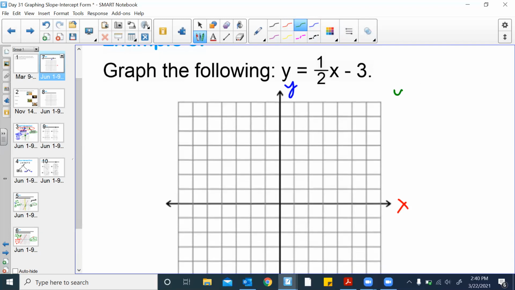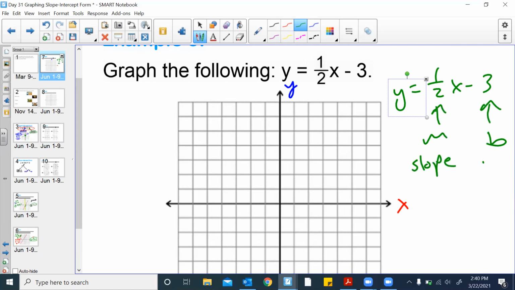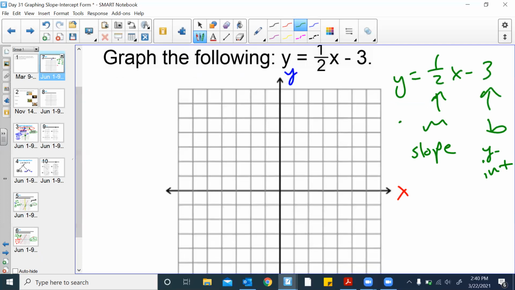So when I have y equals 1/2 x minus 3, I know this is my b, I know this is my m, so that's my slope, and this is my y-intercept. And let's just go ahead and start graphing. Well, my y-intercept is where my line crosses the y-axis. So I start at the origin, I come down 1, 2 to -3. So that's my y-intercept.